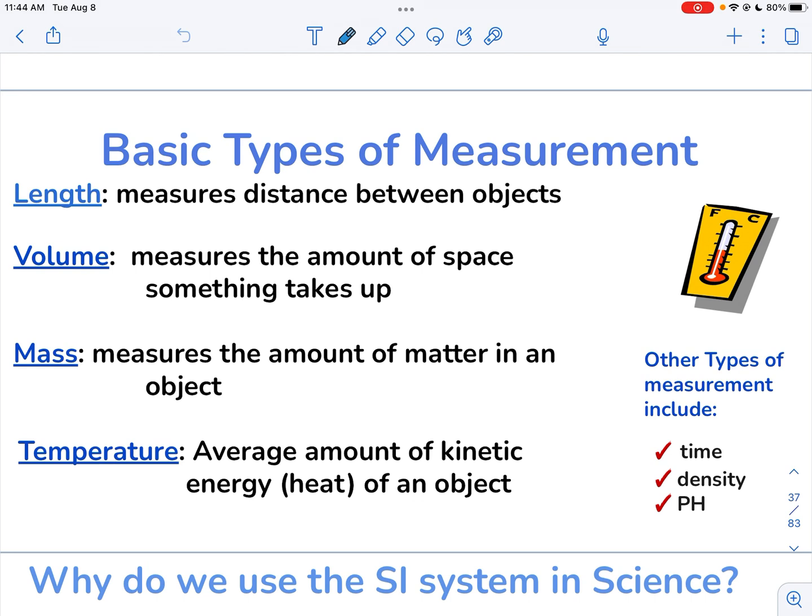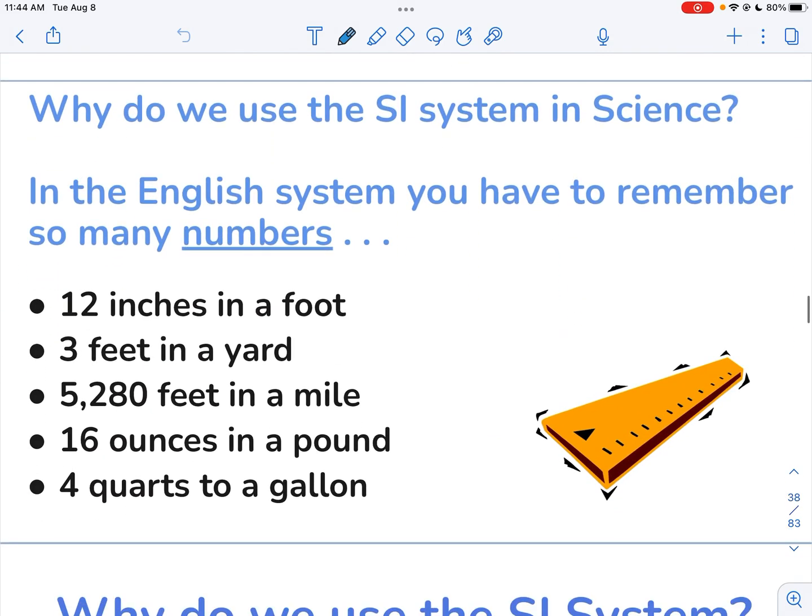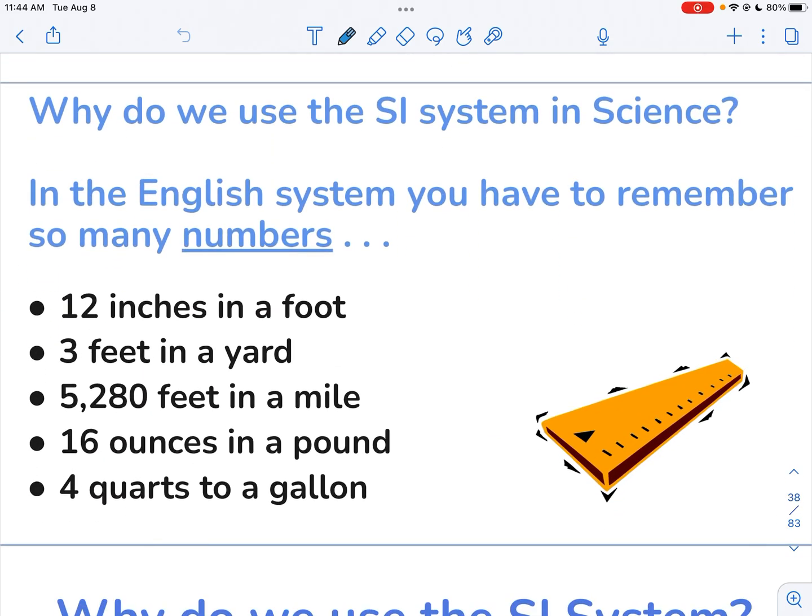A number means nothing if there's no unit. If I just say it's 10, what do you mean? Is it 10 inches? Is it 10 centimeters? Is it 10 pounds? We don't know what it is that you're saying without units. So units are very important. In science, we use something called the SI system, or the international system.